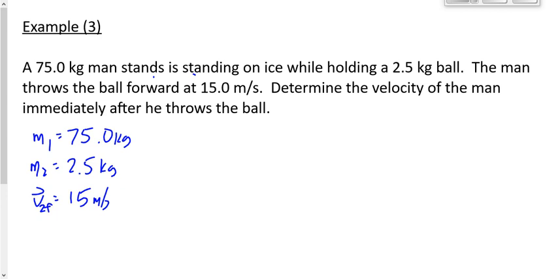Okay, what else here? What else do I have, or what am I looking for? Tell me something. Okay, I could say V2I equals 0 because the ball is at rest. Actually, why don't I just say VI equals 0? Because the man and the ball are together, right? One object, the man and the ball. The man is one with the ball. Anything else? Yeah, Matthew?